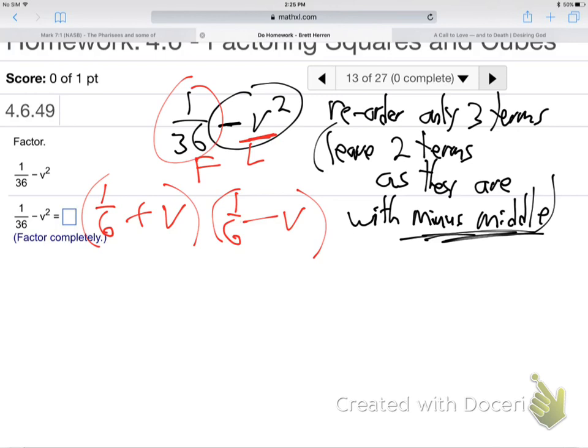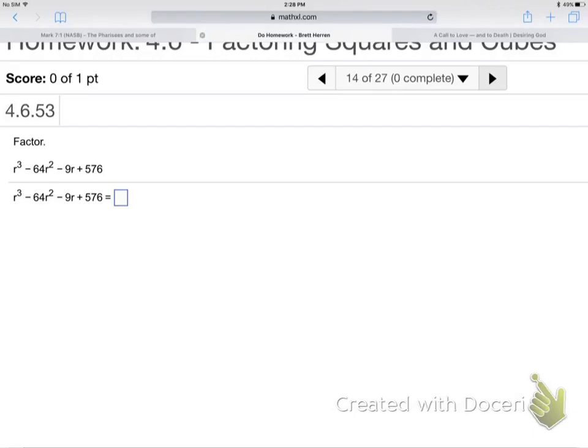Is that good? All these rules coming together? Okay. There's a lot in this section.